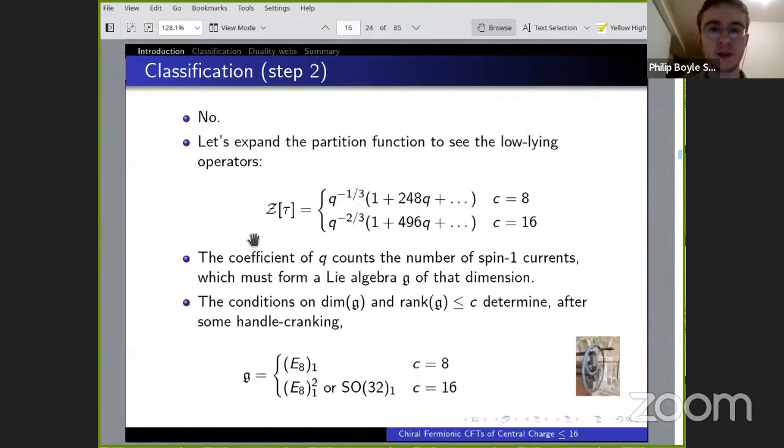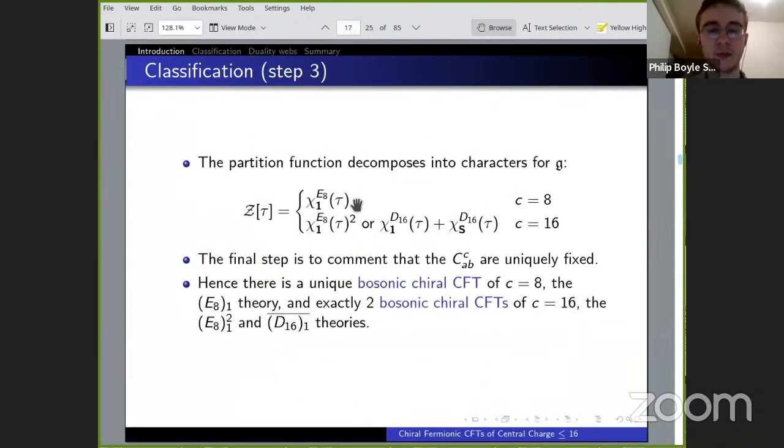So we go back to our partition function, and then we expand it into characters for these Lie algebras. For c equals 8, the answer is simple. It's a single character of E8, namely the trivial character, the character of the identity module. And for c equals 16, it's just the square of that in the E8 cross E8 case, or if we're in the SO(32) case, it's the trivial character plus the spinor character of D16, that is SO(32).